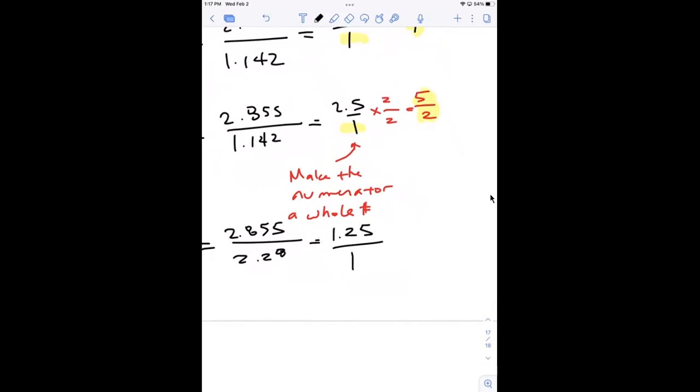And again, that's a decimal. And we're going to make the numerator a whole number. So we multiply top and bottom by 4, right? That's going to give me in the numerator 5 and in the denominator 4. All right, so this is again a small whole number ratio.